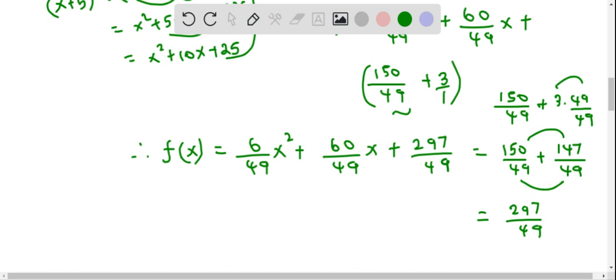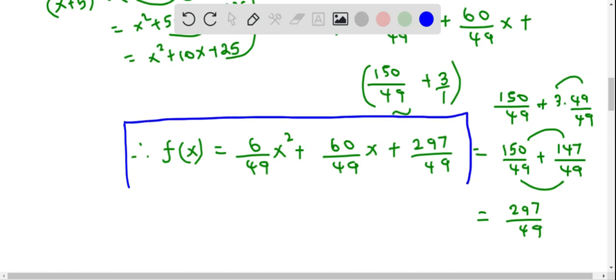And if you look at this function, this is the standard form of the quadratic function. That is f of x equals 6 by 49 x squared plus 60 by 49 x plus 297 by 49.